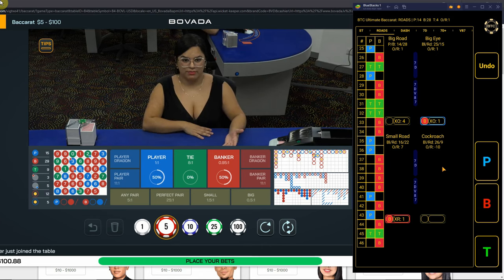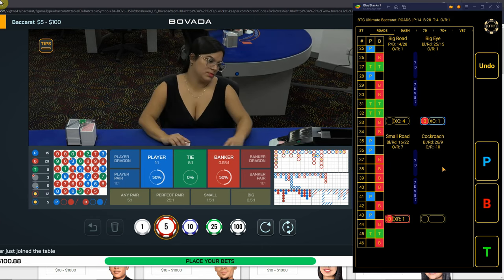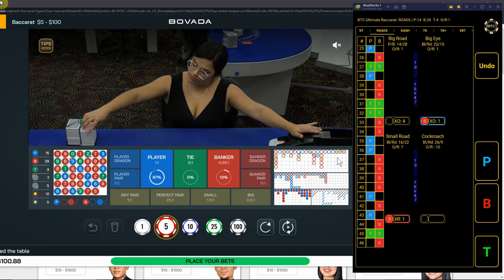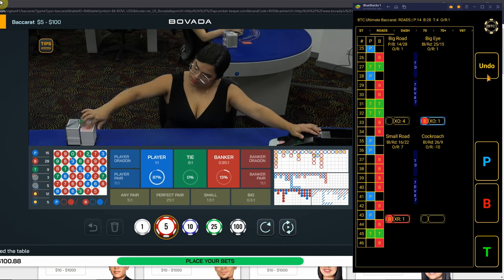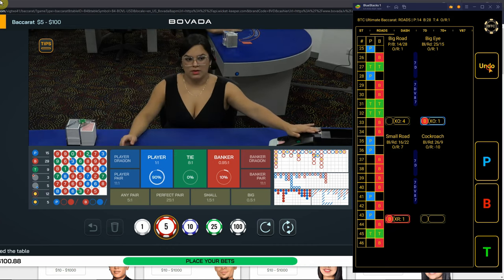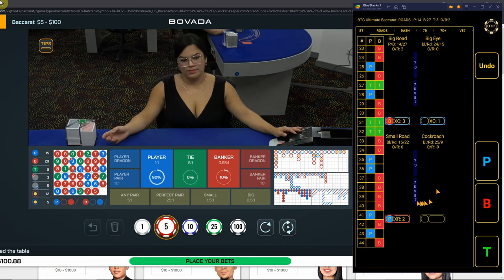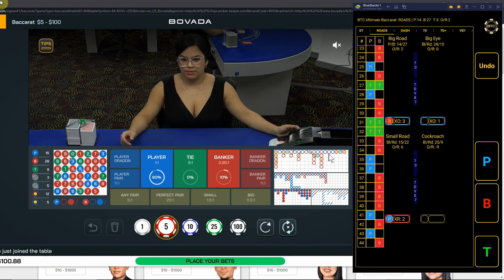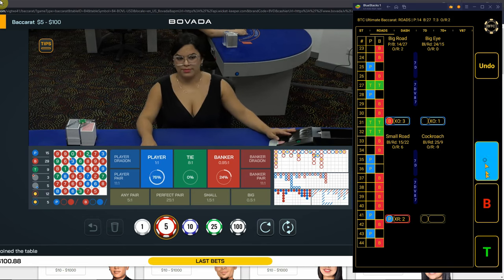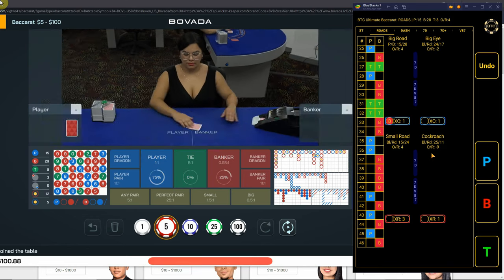I am costing myself units here. Should be betting these. That is a strong series of events. Well, let's see, wait a minute. I want to make sure I've got this correct here. Four bankers, player banker, player banker, player banker, four banker, player banker, player banker. Okay.